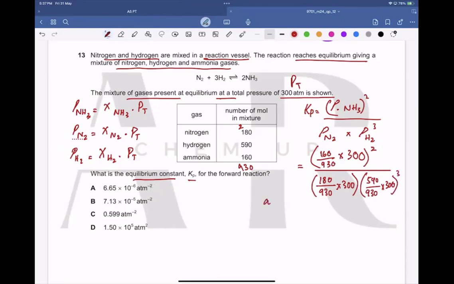Till then, see, atm squared in the numerator, atm cubed in the denominator. So this would be cancelled and only atm would be left. So it is going to be 1 over atm squared, which is atm to the power of inverse square. So here the unit is wrong. So D is not the answer.